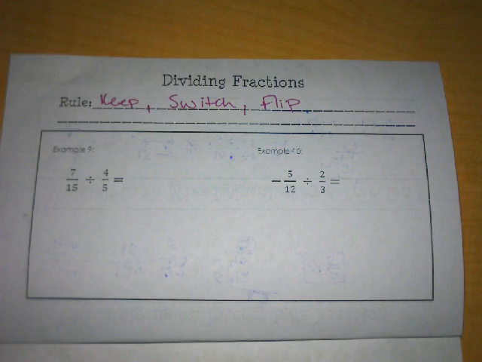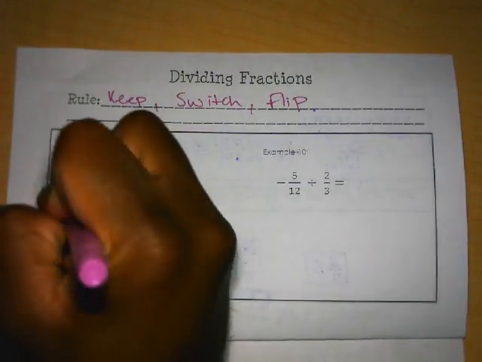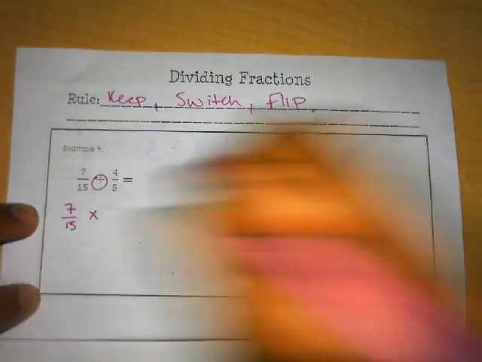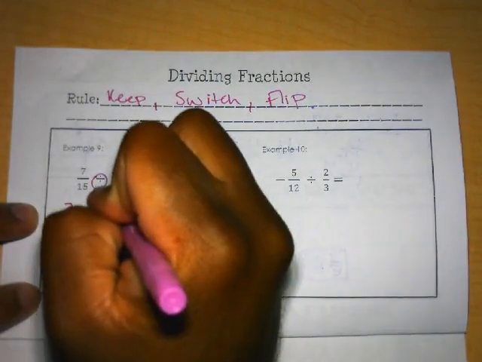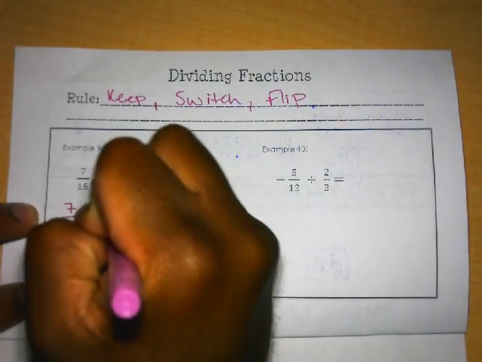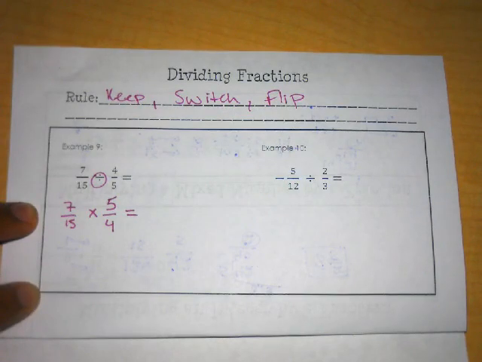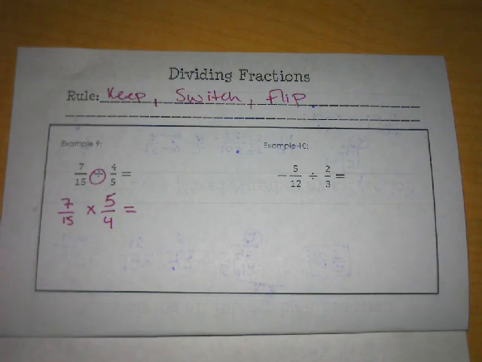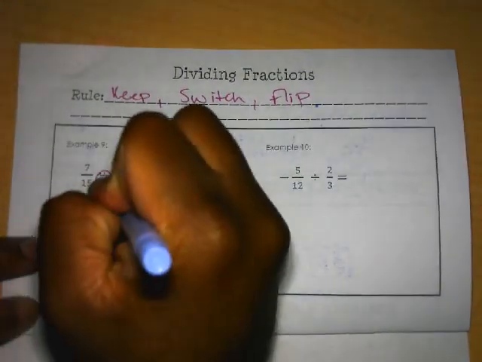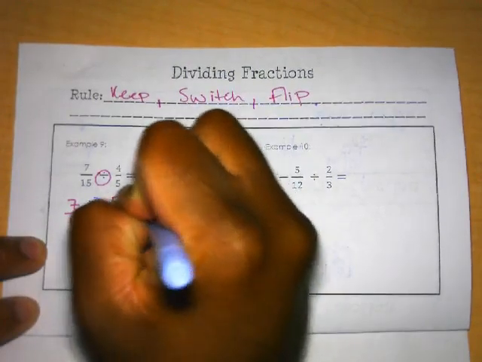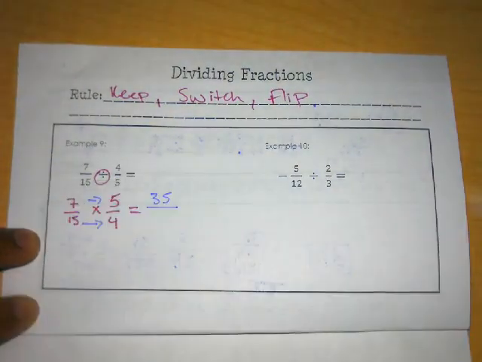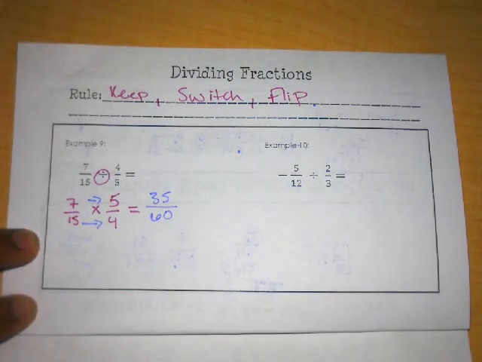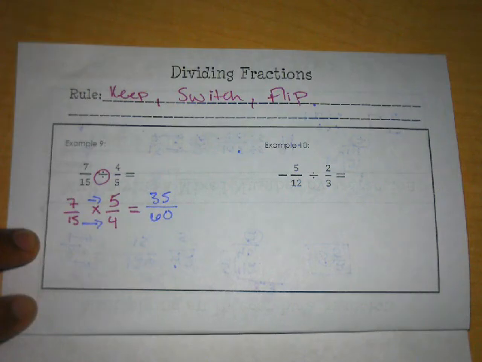So for instance, we got 7/15. We're going to keep the first fraction, 7/15. We're going to switch the operation to multiplication, and then we're going to flip this second fraction to 5/4. Okay, and so now we're going to multiply straight across like we did before. It becomes a multiplication problem. So we multiply 7 times 5 is 35, and then we have 15 times 4 is 60, and now we have 35 over 60. And so now you have to ask yourself, well, can I simplify that fraction?